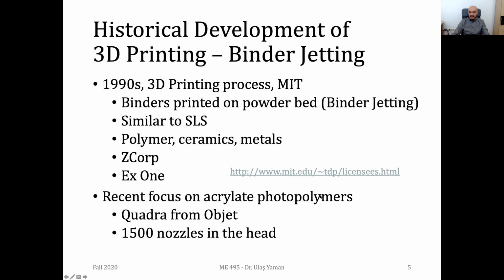So these days, as I mentioned while discussing the Objet machines, while watching the Stratasys video, people are preferring to use photopolymers, and they mostly use acrylate type of photopolymers. For instance, in the Objet 500, we even have more than 1,000 nozzles. So while it's passing from left to right, with the help of these nozzles, it can deposit many drops at a time.